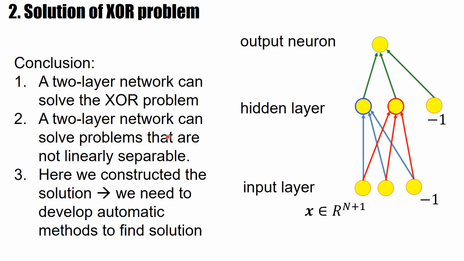In conclusion, a 2-layer network can solve the XOR problem. In fact, a 2-layer network can solve all sorts of non-linearly separable problems. In this part, we constructed a solution. However, the aim of neural networks, of machine learning, is to have automatic methods to find the solutions. And this is the topic of the next part.